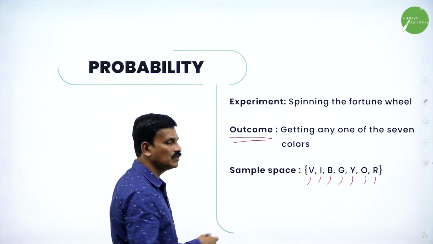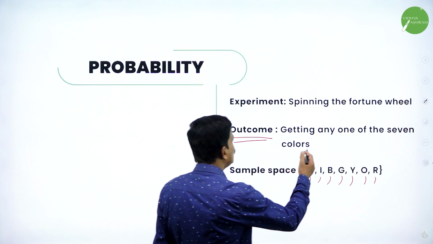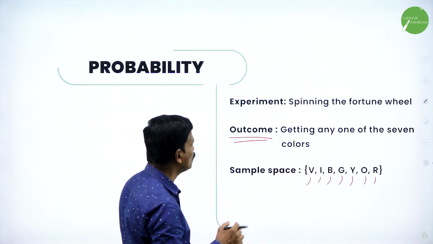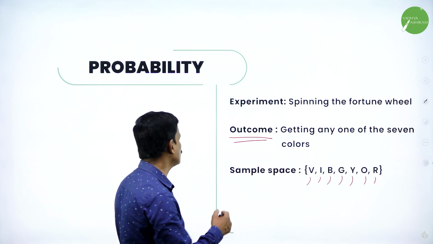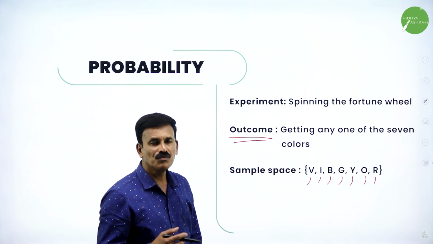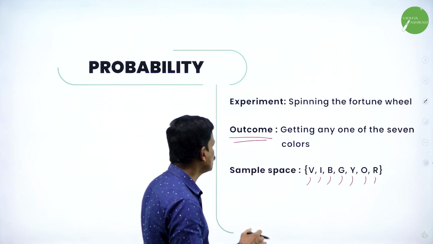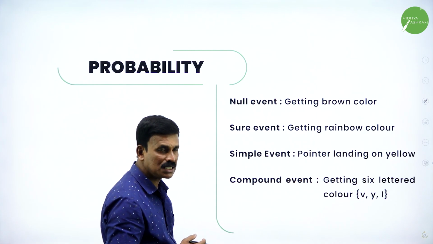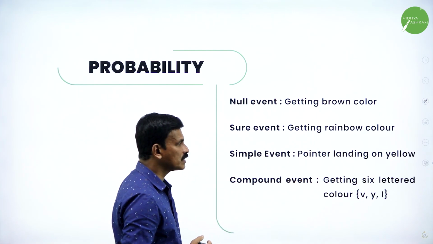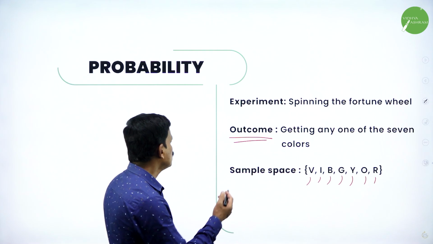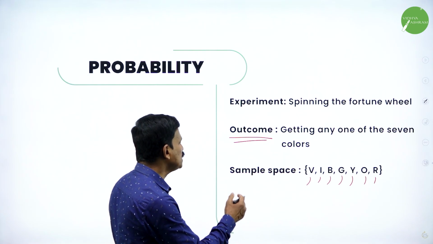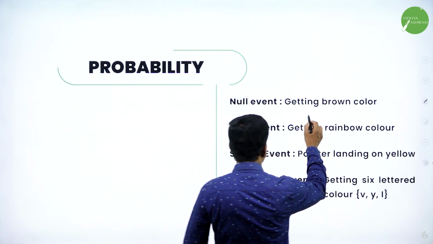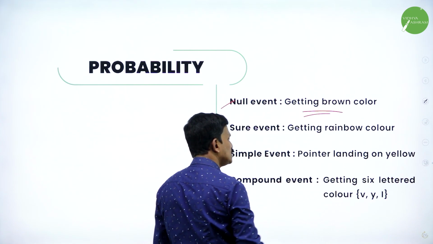If you spin the fortune wheel, what are the outcomes? Getting any one of the 7 colors. That is nothing but the sample space, VIBGYOR, 7 colors. Next, null set. Null set means getting brown color. Brown color is not there. See, violet, indigo, blue, green, yellow, orange and red. Brown is not there. So getting a brown color is nothing but a null event.